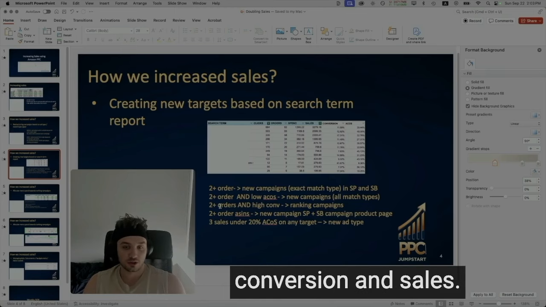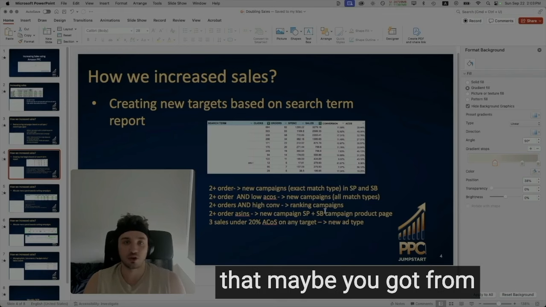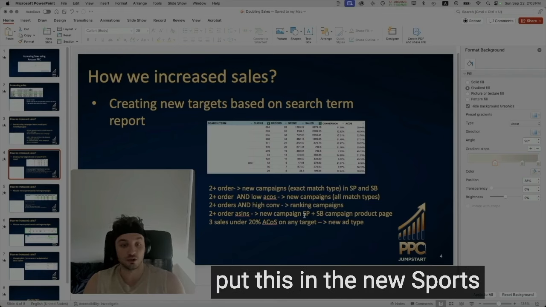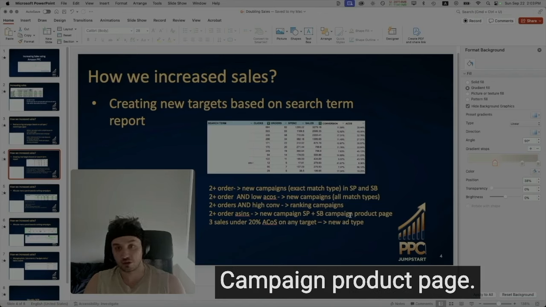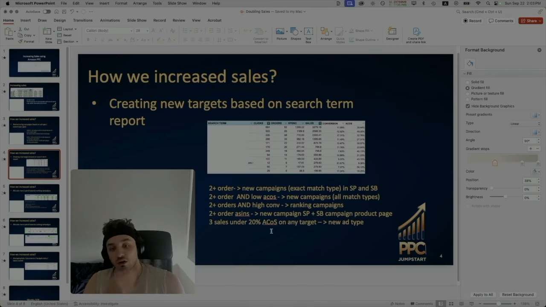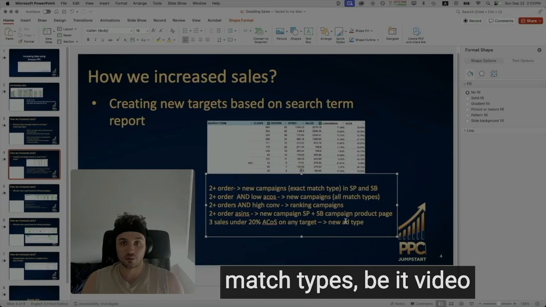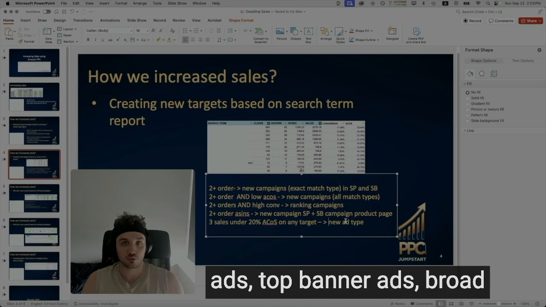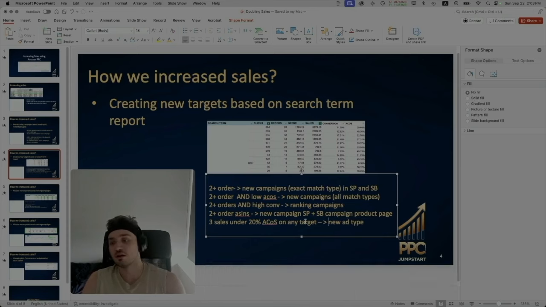But again, high conversion and sales, and any ASINs that you see that maybe you got from auto campaign, you're going to put this in the new sponsored products and sponsored brands campaign product page. So again, your video is showing up on your competitor's page. And anything with 3 sales and really good ACOS, I would like to use all available match types, be it video ads, top banner ads, broad, phrase match type, as much visibility as I can get.